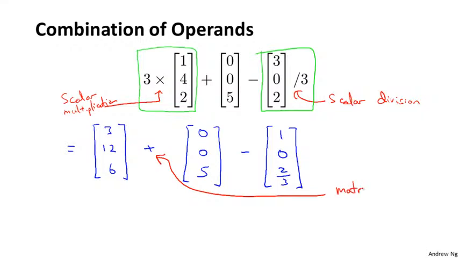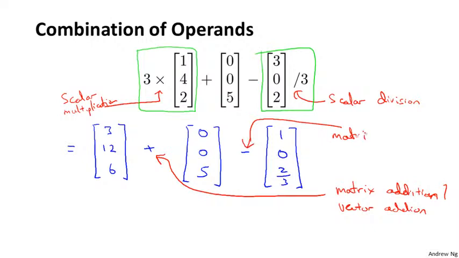Just to make sure we understand what's going on here, this plus symbol is matrix addition. Since these are vectors, and remember vectors are special cases of matrices, we can also call this vector addition. And this minus sign here is again matrix subtraction. Because this is an n by 1, really a 3 by 1 matrix, that is actually a vector, we can call this vector subtraction as well.